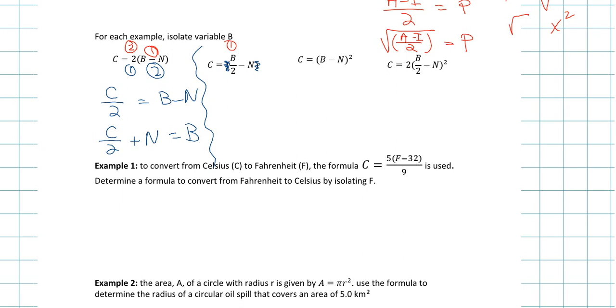When we're doing the reverse of that, where do I start? What do I get rid of first? N, because that's the last thing I did. And then I'm going to get rid of that division by 2. So you see how the steps have flipped, right? The last thing I did is the first thing I'm going to get rid of. So if I bring the negative N over, what does it become? Plus N.